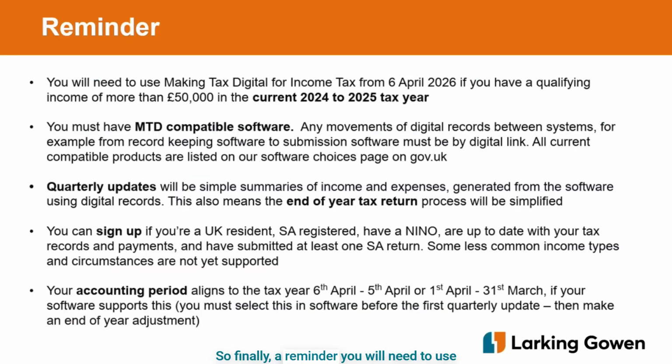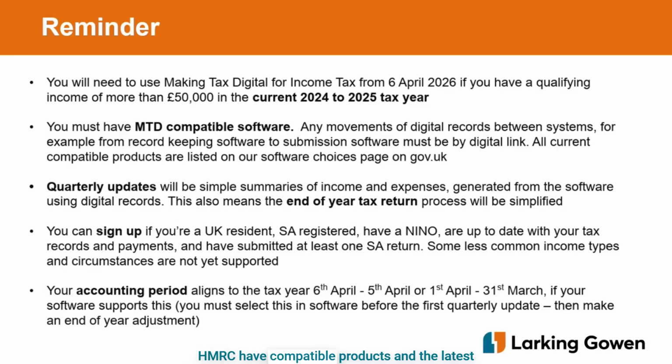So finally, a reminder. You will need to use Making Tax Digital for income tax from the 6th of April 2026 if you have qualifying income in the 24-25 tax year of more than 50,000. HMRC will write to you around February-March 2026 to tell you, based on your tax return that has just been filed, you are required to use Making Tax Digital for income tax. You must have Making Tax Digital compatible software. You must have the means to make the quarterly submissions.